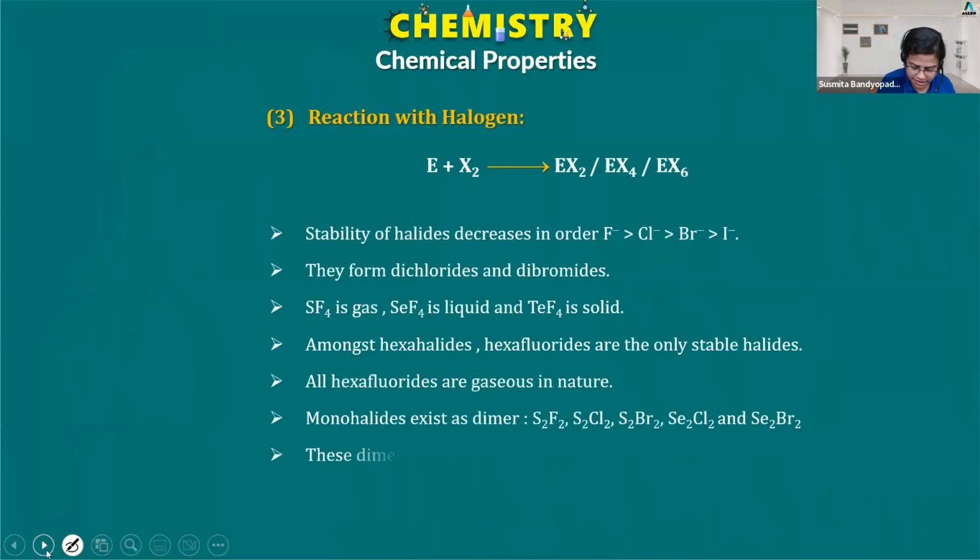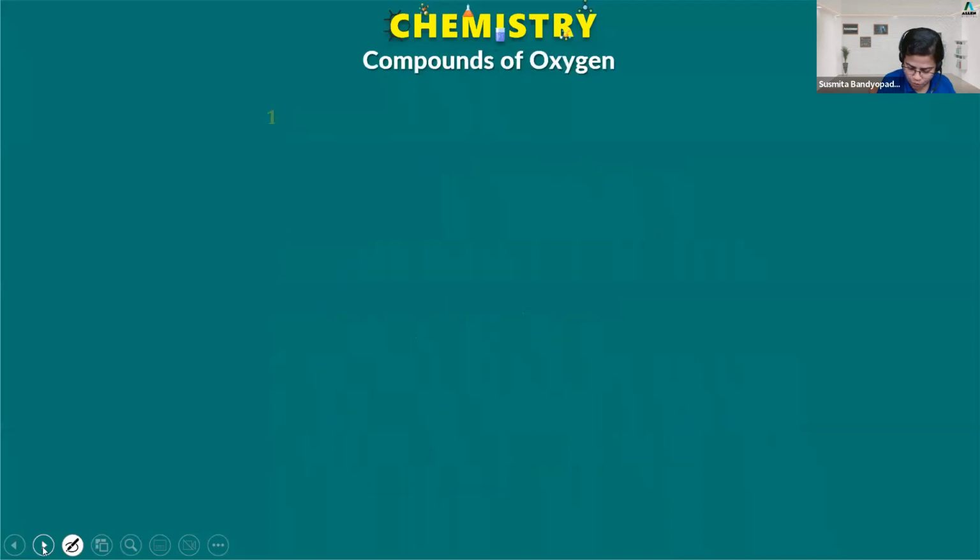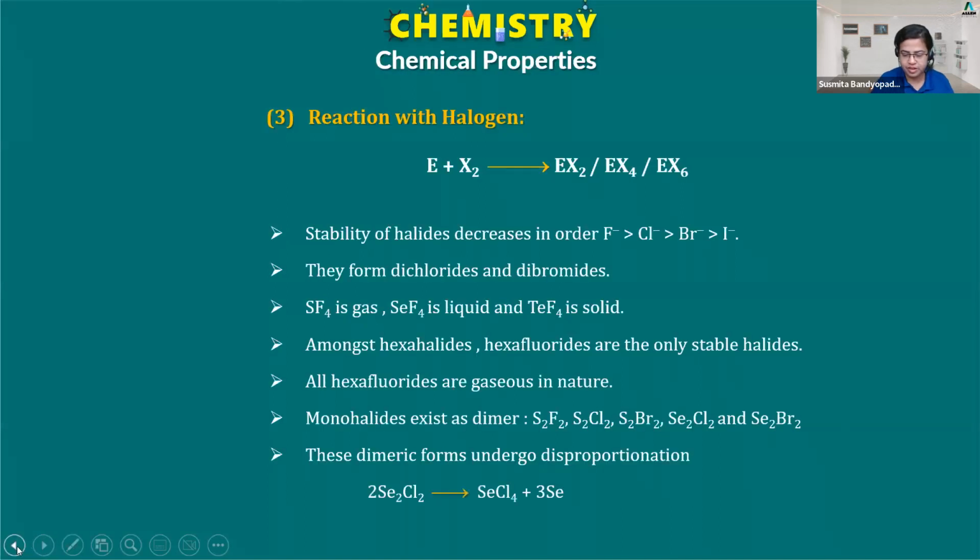Let it come, and then one by one I'll explain. See, these elements, as we move down the group, their size increases. So when their size increases, it's easier for them to bond to fluorine than iodine. Both small, compatible. Both large, horrible. One small, one large, manageable.